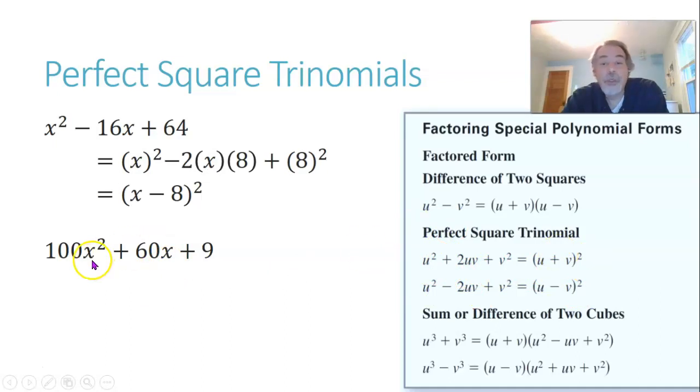The part of u is played by 10x. The part of v is being played by 3. So this factors into those two things added together, because it's a plus, and then squared. 10x plus 3 squared.